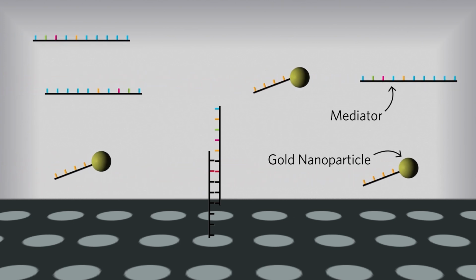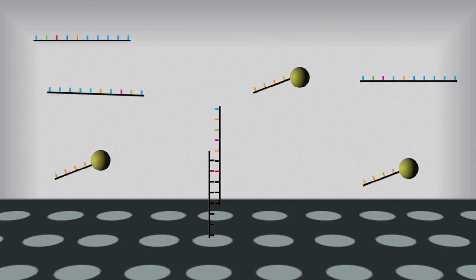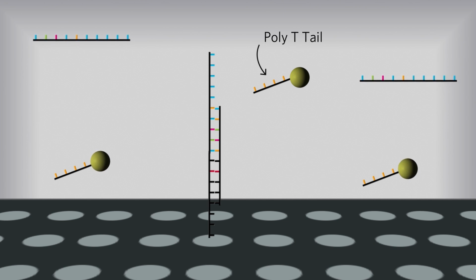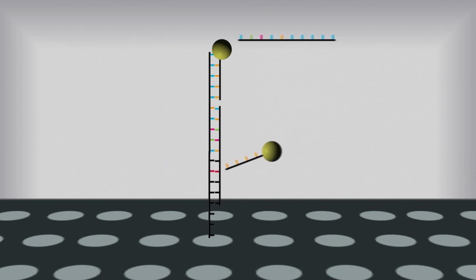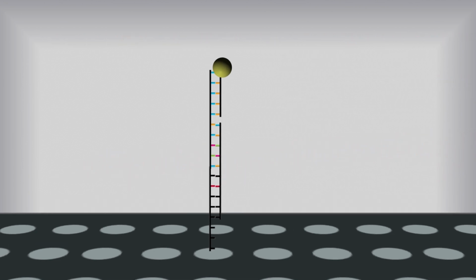Next, a mediator sequence of DNA and gold nanoparticles are introduced into the hybridization chamber. One end of the mediator strand is complementary to the end of the target nucleic acid that is not bound to the immobilized spot. The other end of the mediator is the poly A tail, which does not bind to any sample nucleic acid. The gold nanoparticles are covered in a poly T tail, the complement to the poly A tail on the mediator DNA. This interaction allows the mediator DNA to bind to the gold nanoparticles. The remaining unattached mediators and gold nanoparticles are flushed from the chamber.